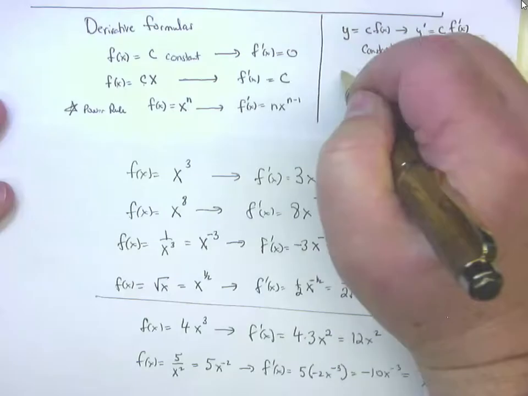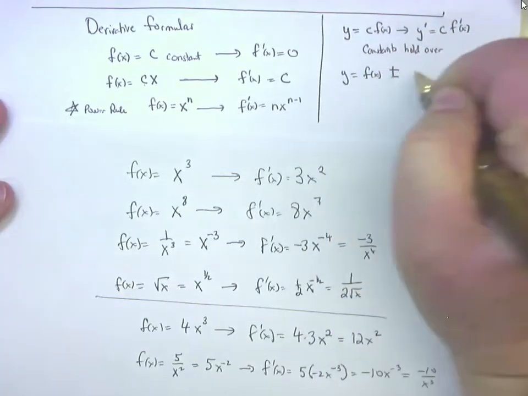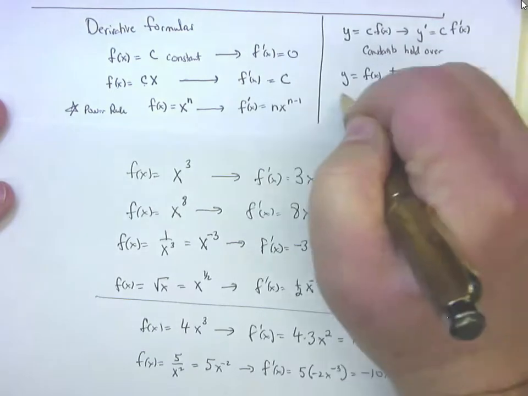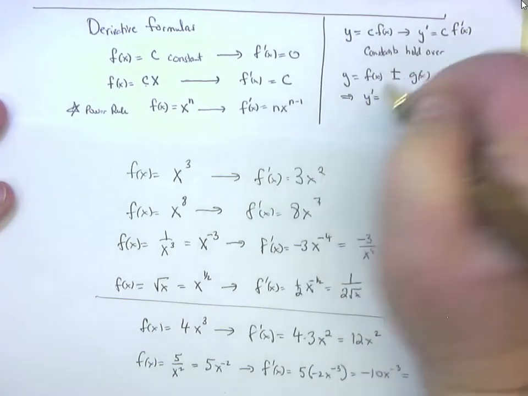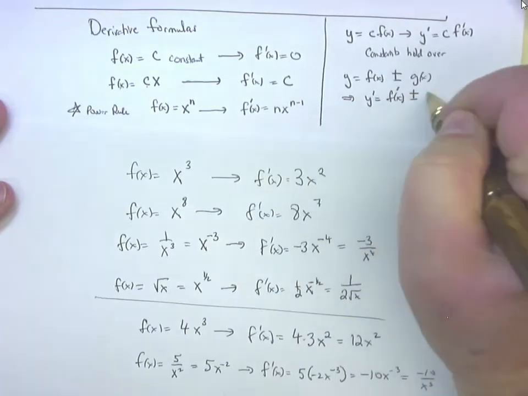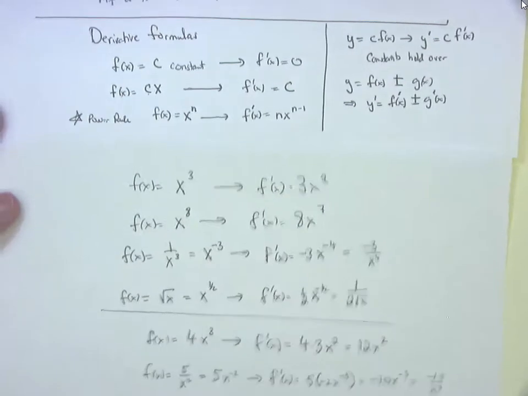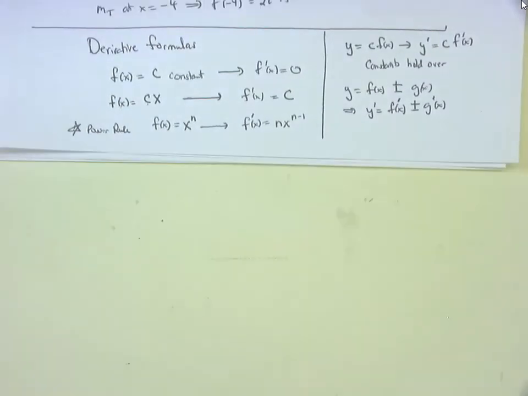And then the last formula for this section I'm going to give you is this guy here. If y equals a function plus or minus another function, then when you take its derivative, you just take the derivative of the first guy, plus or minus, you take the derivative of the second guy. That only works with adding or subtracting. Multiplying and dividing, we got different rules for that. Those are big rules. Those are coming down the road.